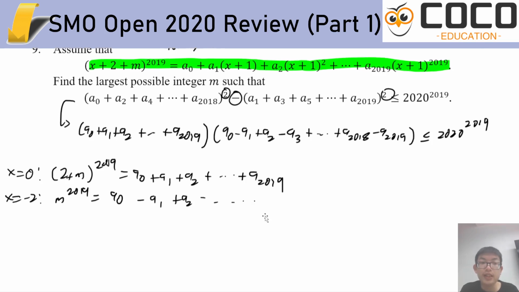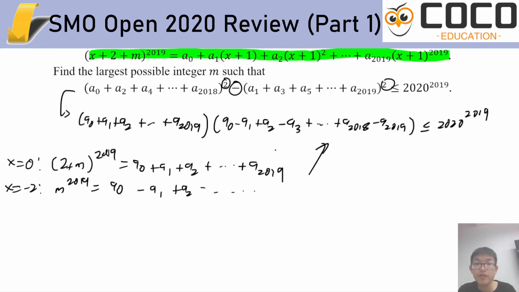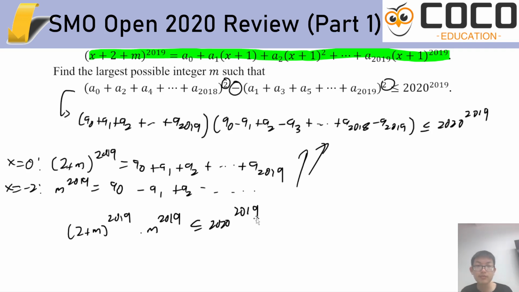And so immediately you just put them both into the inequality, and you get 2 plus m to the 2019, m to the 2019 less than or equals to 2020 to the 2019. It's a bit of a silly question. Can I just cancel off the 2019 from both sides, or is there a problem?